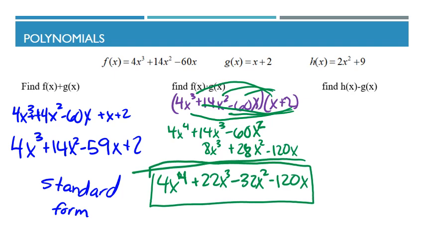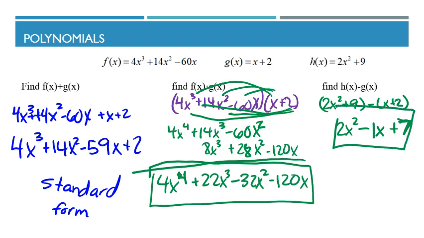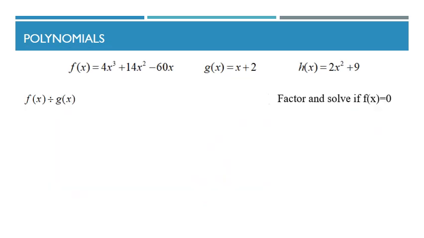And subtracting, the main thing to watch out for with subtracting is that you're subtracting everything to the right or below, depending on how you set it up. So I'm going to have a 2x squared, that stays the same. I have 0x minus 1x, that's a negative 1x or negative x, and 9 minus 2, which gives me 7. Make sure all your answers are in standard form.